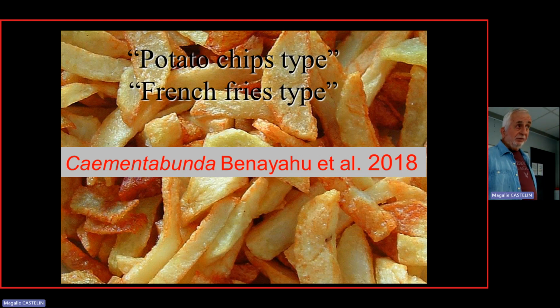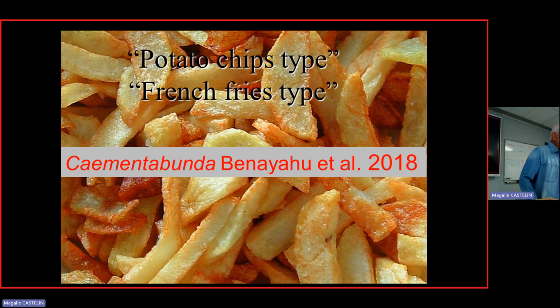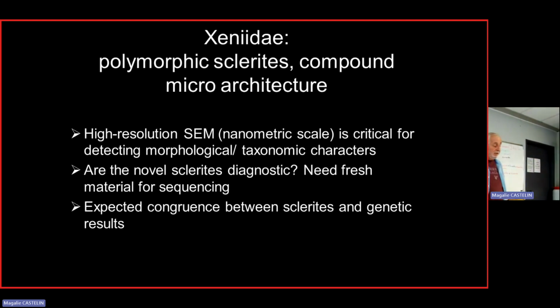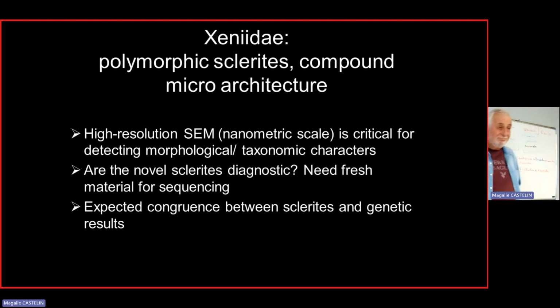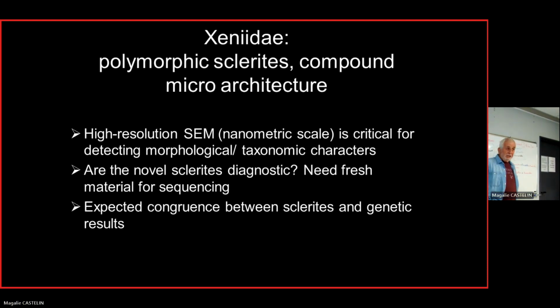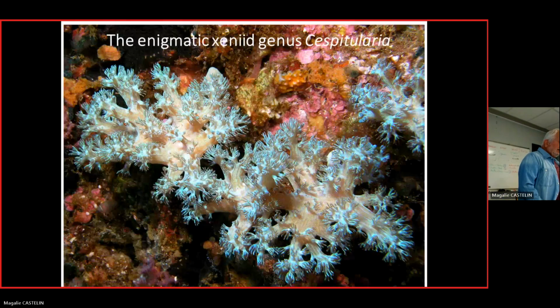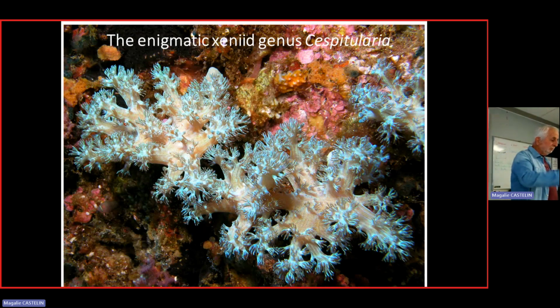All right, so microstructure is significantly important and matches the genetics, which is more important than anything else. So the conclusion about cnidarians so far is that we have polymorphic sclerites and compound microstructure. We need high resolution SEM at the nanometric scale in order to find and diagnose morphological, taxonomic characters and species denomination. And there are novel sclerites which are considered to be diagnostic. The challenge is to sequence them and to find congruence between the sequences and the morphologies that you detect. And this is the grand finale. It's time to finish, huh?